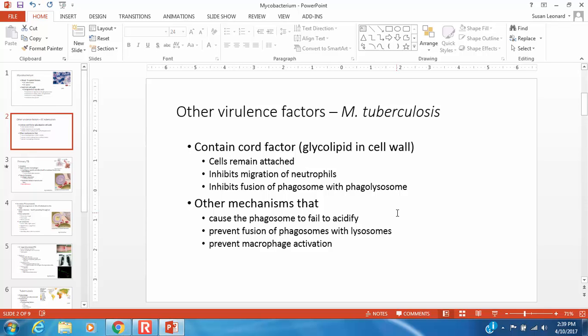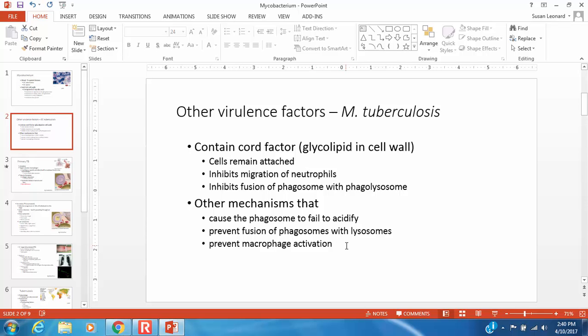Once the phagosome envelops the organism, there are virulence factors that cause certain proteins within the macrophage not to function properly, ones that would pump in hydrogen ions that would acidify the phagosome. Other factors, again, this gets pretty complicated, keep the lysosomes from fusing with the phagosomes.